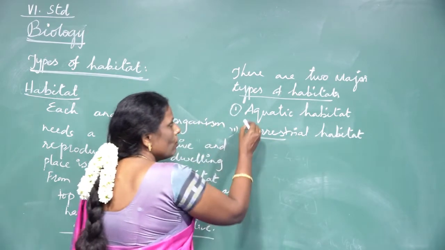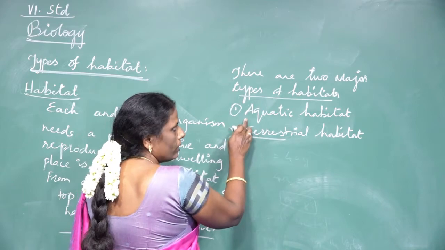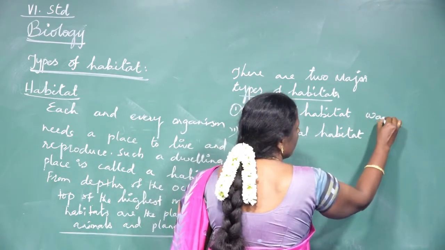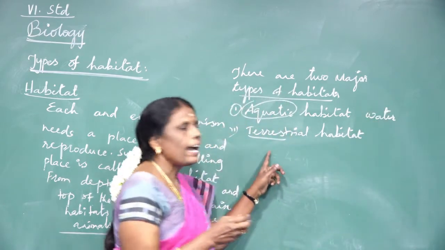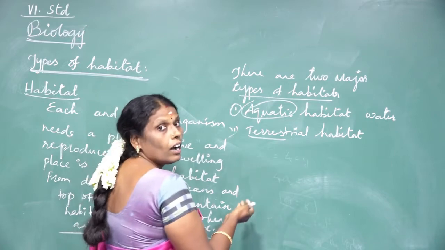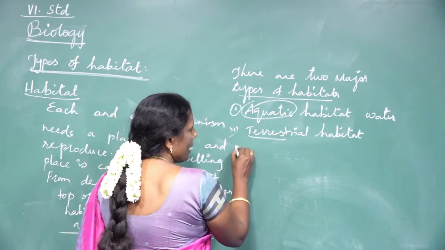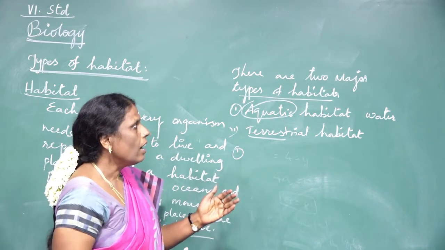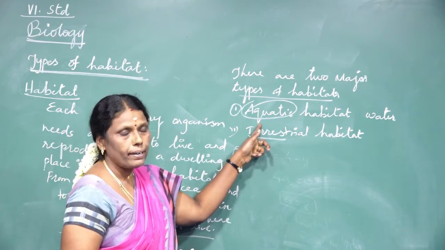Listen, children. First, we want to read about the aquatic habitat. Aquatic means what? Water. The plants which are living in the water are called aquatic plants or water plants. First, we have to see about the aquatic habitat. How do the plants adapt in that habitat? We will see now.